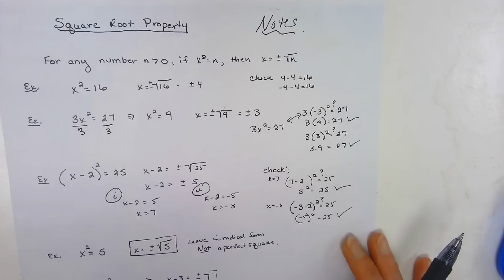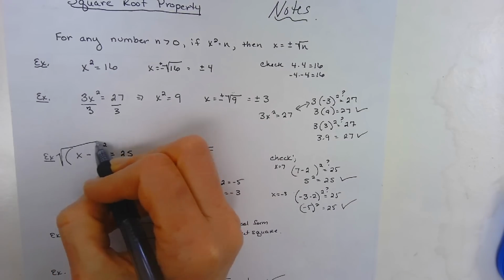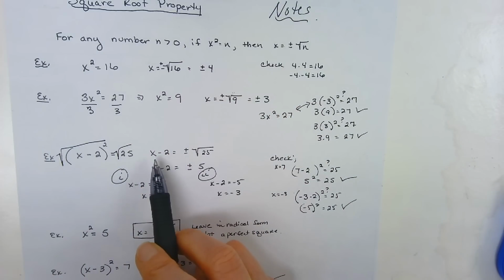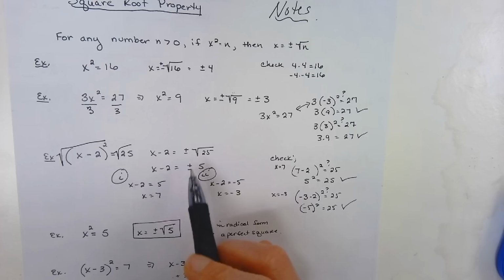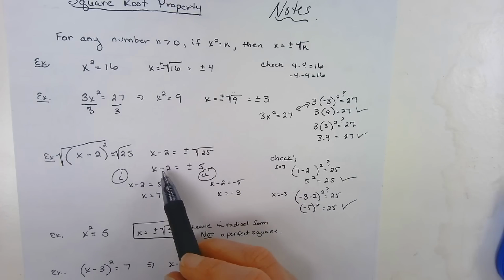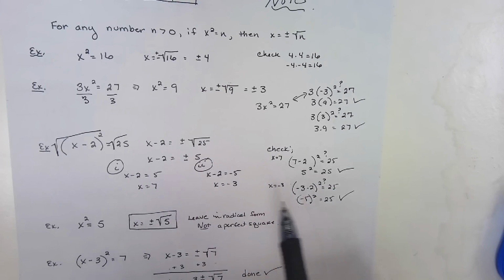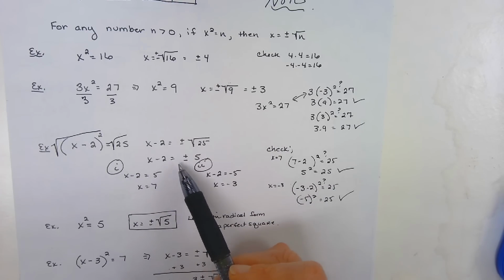So let's look at example 3. The quantity x minus 2, that whole quantity squared equals 25. Taking the square root of both sides leaves x minus 2 on this side and a plus or minus square root of 25 over here. We have x minus 2 equals plus or minus 5.